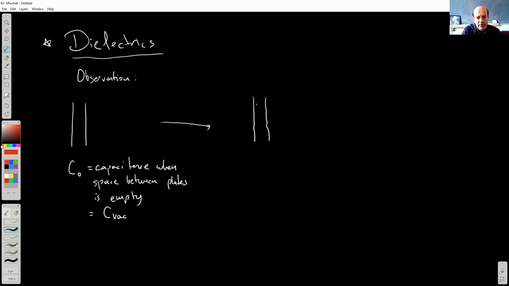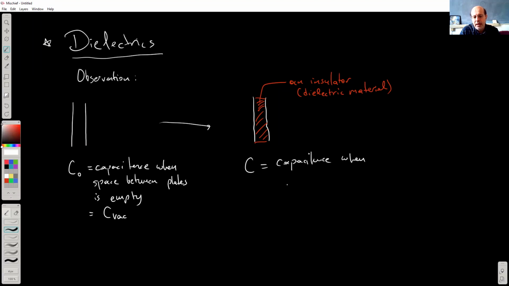And I think I'm going to use the red color for that purpose. So let's say it like this. So this is an insulator, but we are going to call this a dielectric material. But any insulator would do. A conductor would not do, because a conductor would basically just carry the charge on one plate to the other one. You can never charge that capacitor in any case. So C is the capacitance when space is filled with a dielectric material.